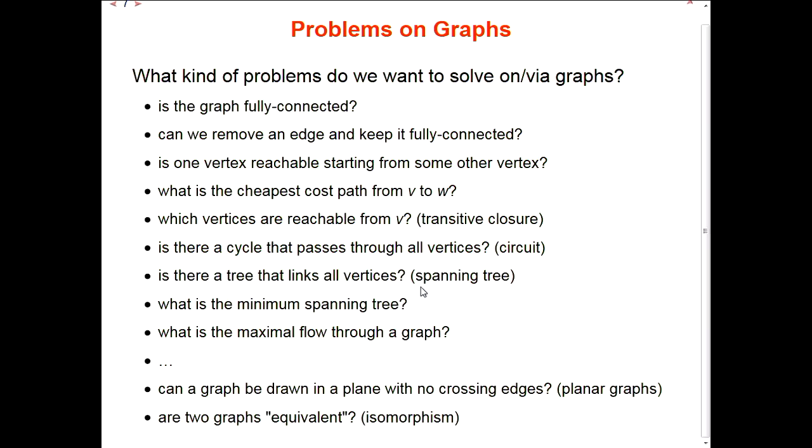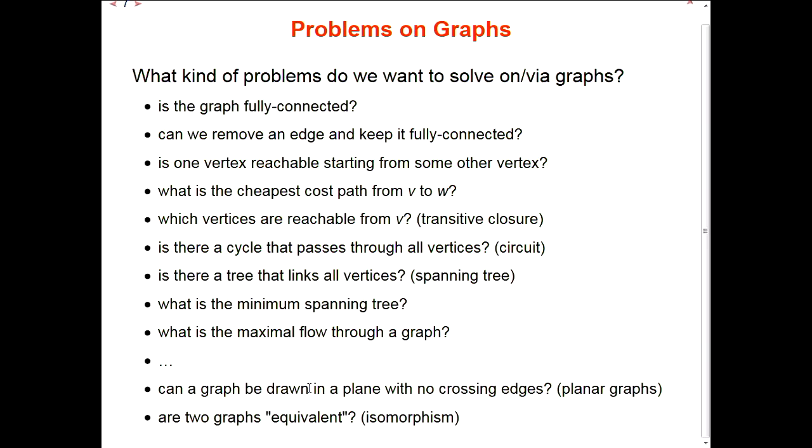Is there a cycle that passes through all vertices or all edges? We will look at that question today. Is there a tree that links all vertices, which we called a spanning tree? What is the minimum spanning tree? That has lots of applications, and we will be looking at minimum spanning trees next week. What is the maximal flow through a graph? We will define that next week when we look at graphs interpreted as flow networks, where you want to send something through the edges of a graph from one node to another, and you want to maximize the throughput.